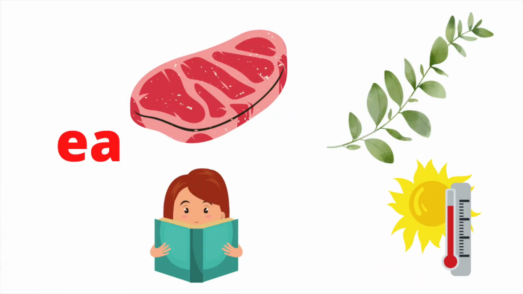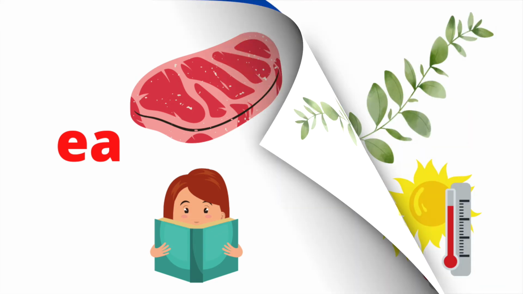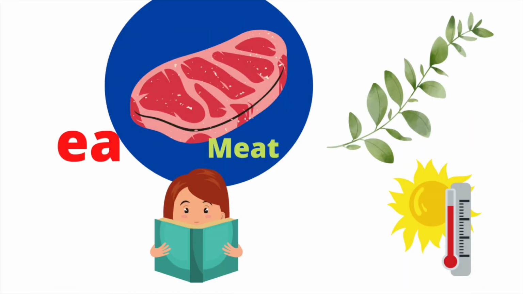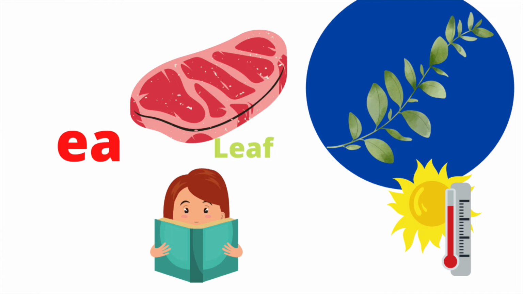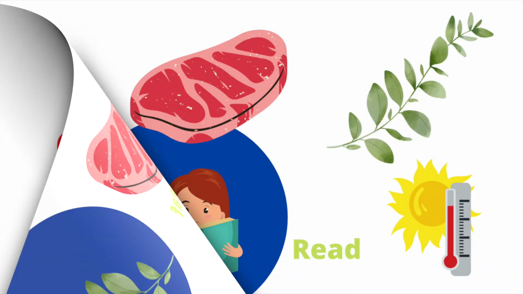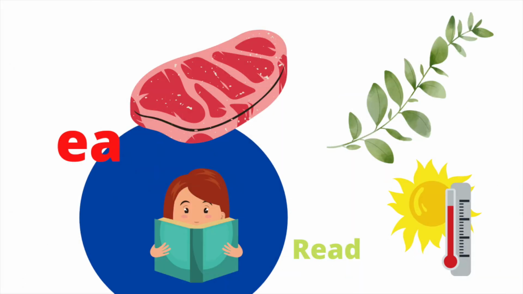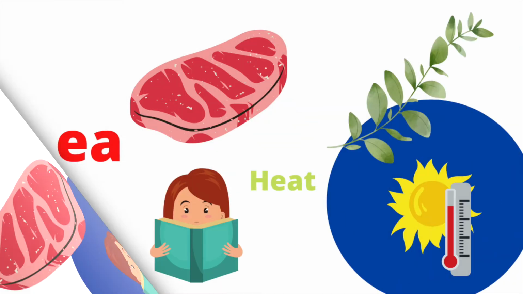EA has two sounds as E and E. Meat, leaf, read or red, heat.